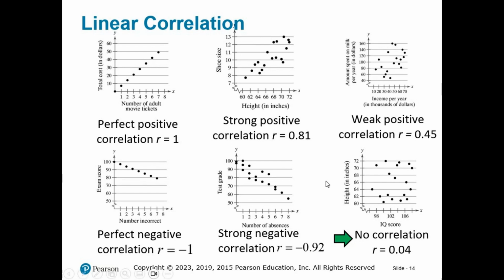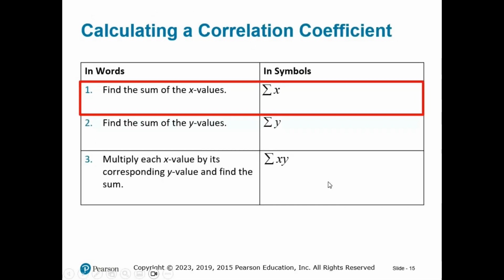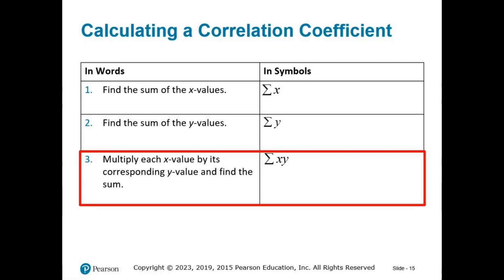Let's go over the steps in words and symbols, how to calculate a correlation coefficient. First, we have to find the sum of the x values. That's pretty straightforward. Next, find the sum of the y values. Again, no problem. After that, we need to multiply each x value by its corresponding y value. Then we find the sum of those products.